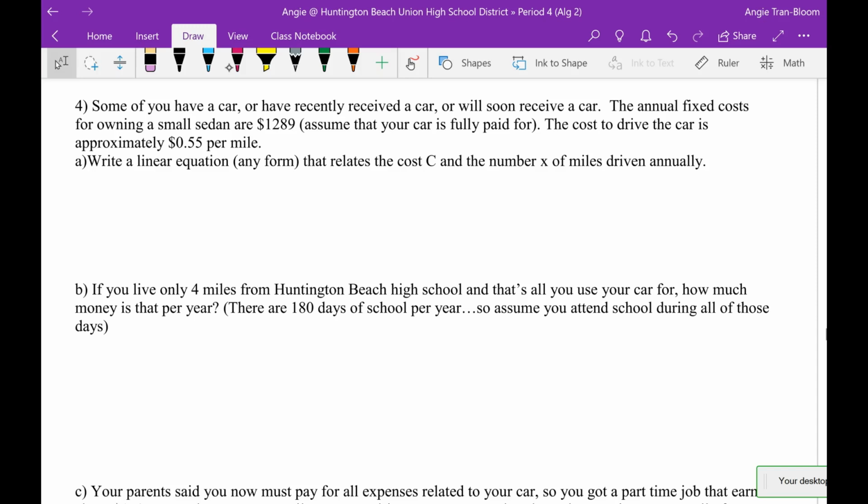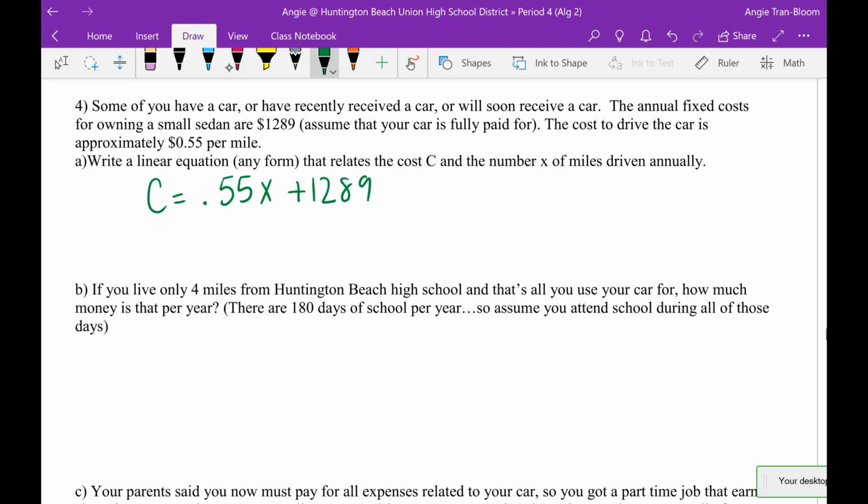Jake P., what's your equation? C equals 0.55x plus 1289. Is J correct? Yes. Very good. Look at that. He answers his own correctness.